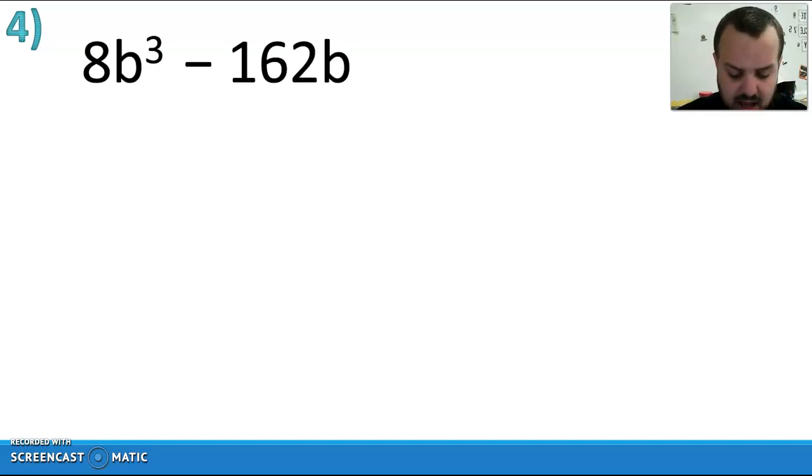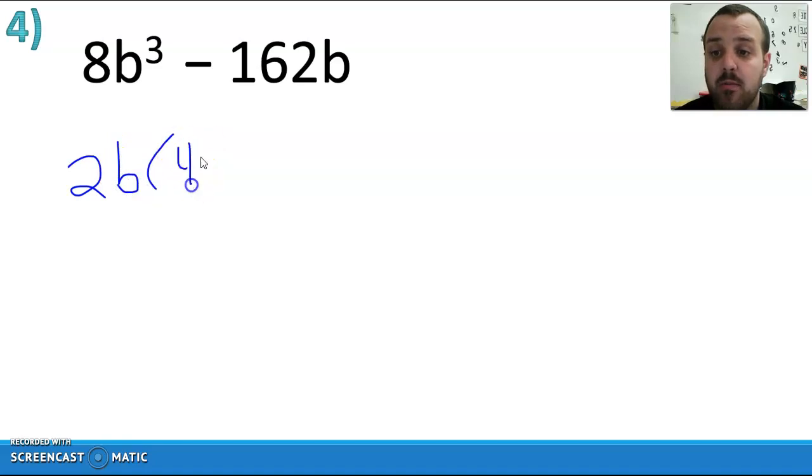All right, what about if I try 4? Does that go in? Oh, that doesn't either. Well, what about 2? Oh, 2 happens to go into both of these. So I can take a 2 out and also a b, and I end up with 4b squared. And when I divide it out of 2, I got minus 81.